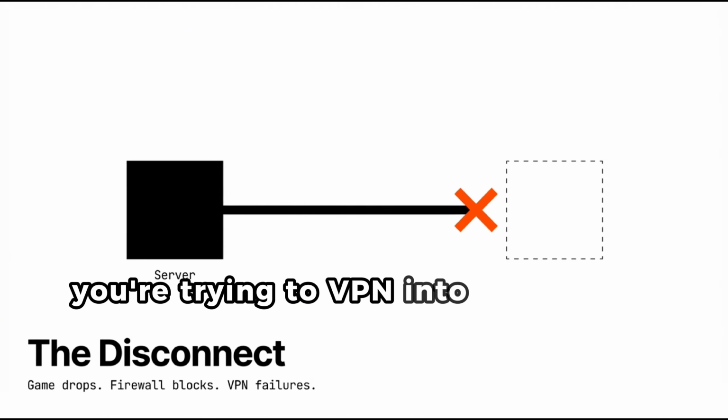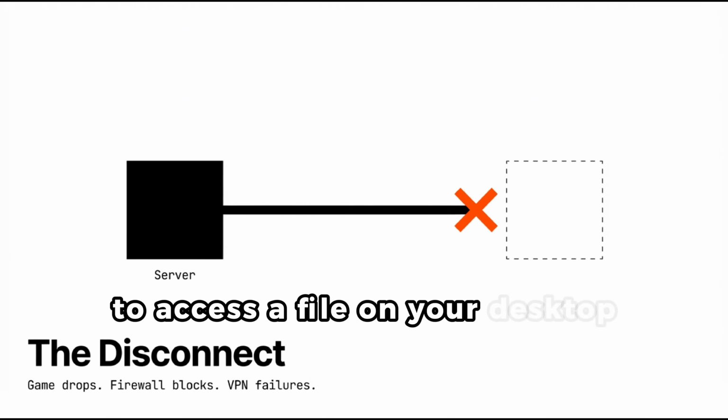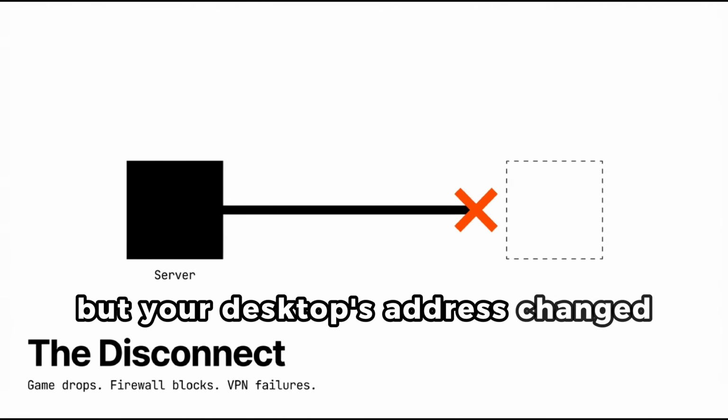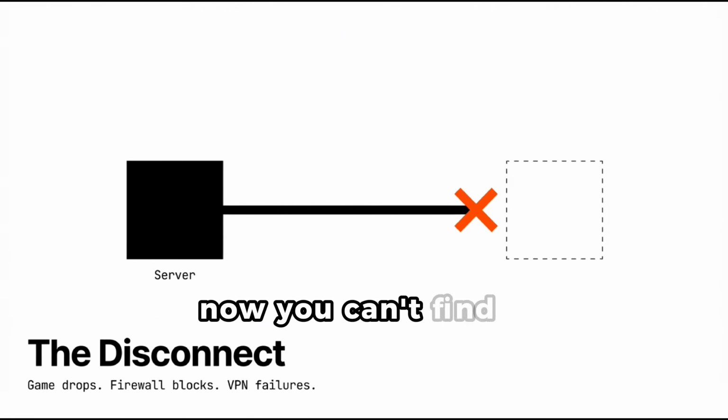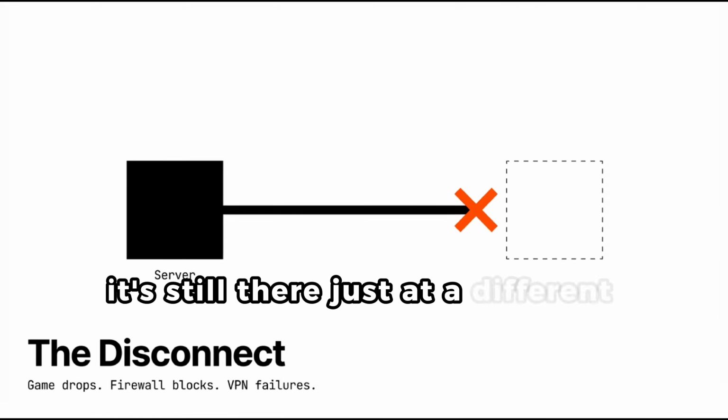You're trying to VPN into your home network to access a file on your desktop, but your desktop's address changed since you left this morning. Now you can't find it. It's still there, just at a different address.